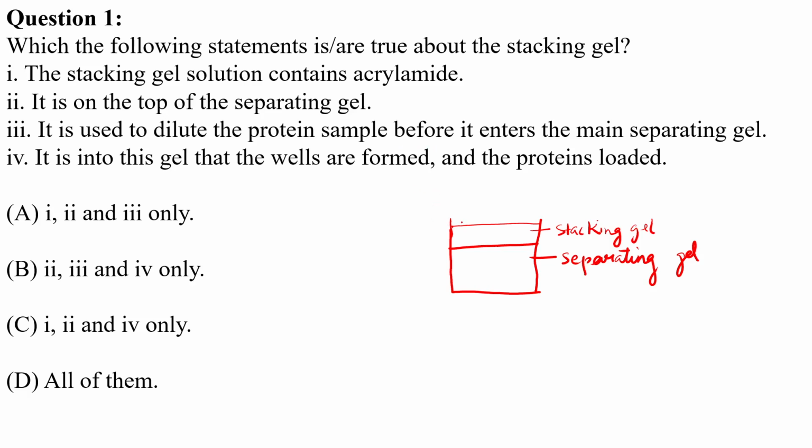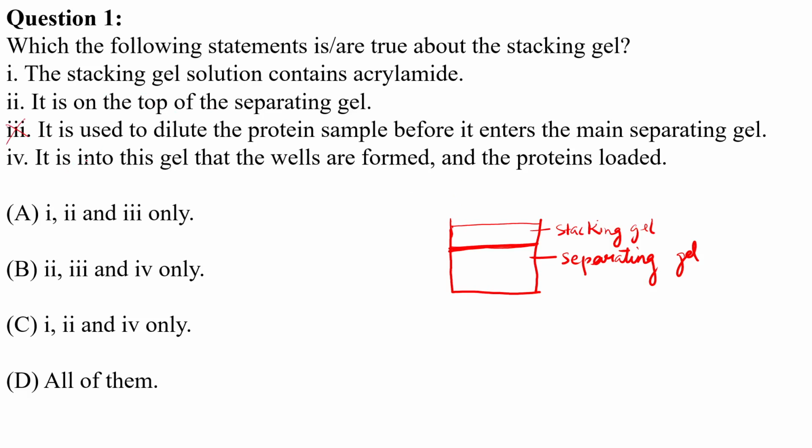Why do we pour the stacking gel? By name itself, you can see stacking. We need to stack all the protein samples in one line. That is why we are pouring the stacking gel. So, it does not dilute the samples. The sample concentration remains the same. It just stacks the sample in one single line. We will see how. So, this is a false statement. The third statement is incorrect.